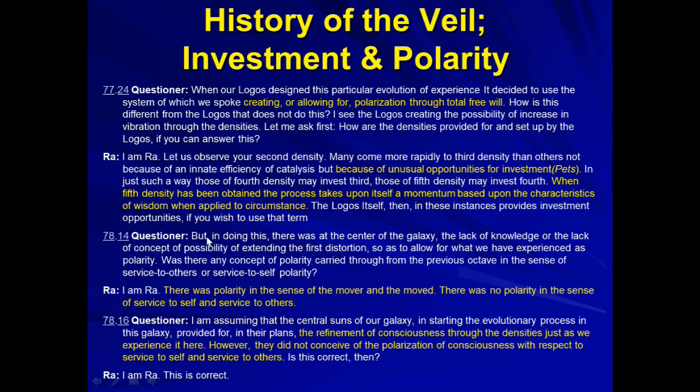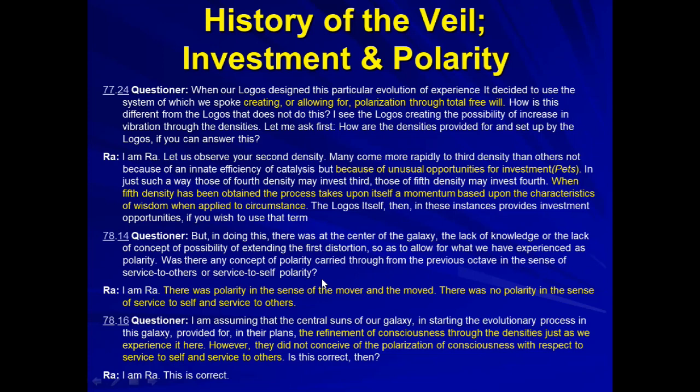So then Don asks, in doing this, there was at the center of the galaxy a lack of knowledge of the concept of possibilities of extending the first distortion, free will, so as to allow for what we have experienced as polarity. So there was a lack of our awareness of being able to do that, to extend and improve polarity. Was there any concept of polarity carried through from the previous octave in the sense of service to others or service to self?